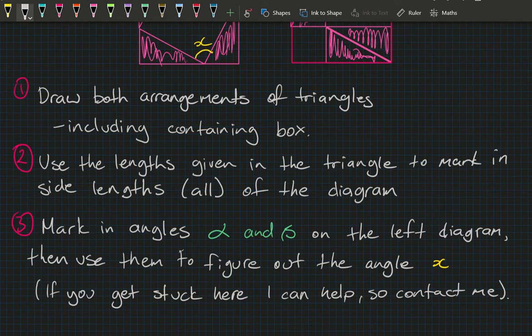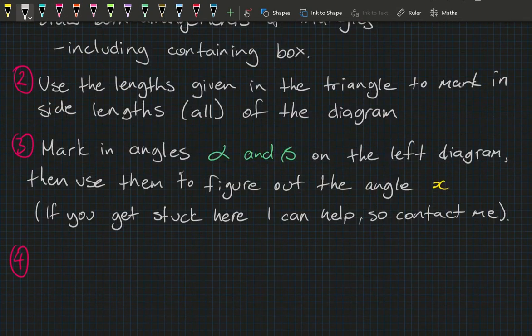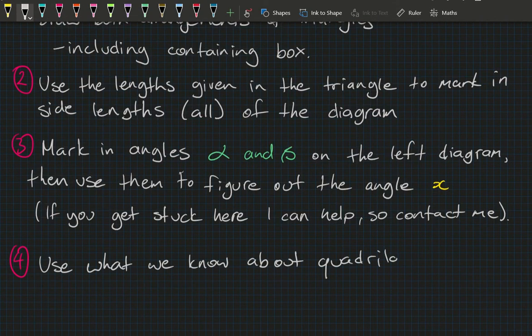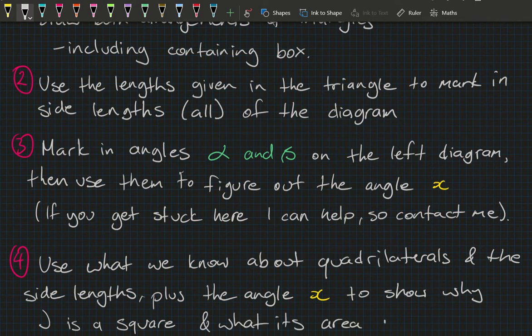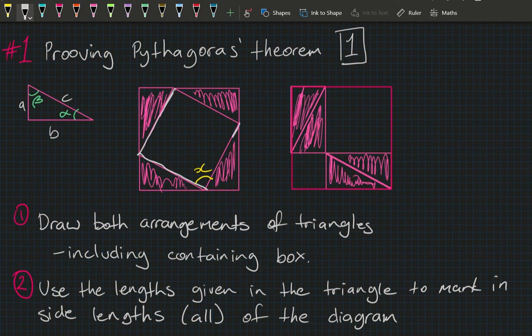So hopefully you did well in our geometric reasoning block, because in step 4 you're going to use what we know about quadrilaterals, plus what we know about that side length, plus the angle we found in step 3 to show why J is a square and what its area is. So let me mark in J on the diagram.